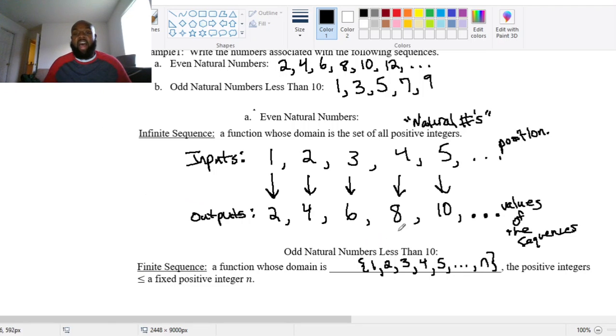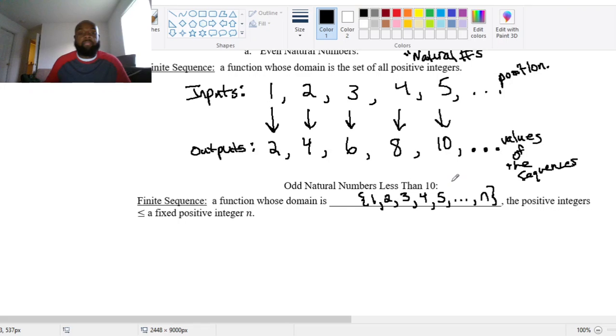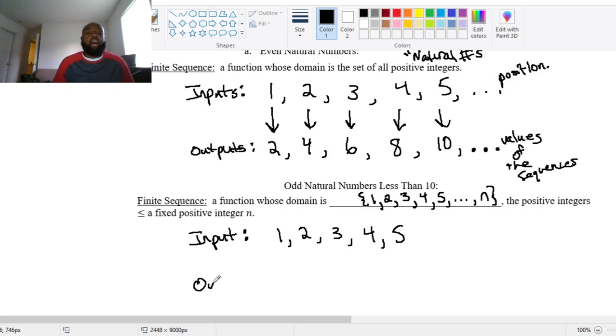And so if we look at the odd integers less than 10, again, our input gives the position, or it tells you which position or number in your sequence you're going to have, right? And so our outputs are the actual values that are in the sequence. So that's 1, 3, 5, 7, and 9.